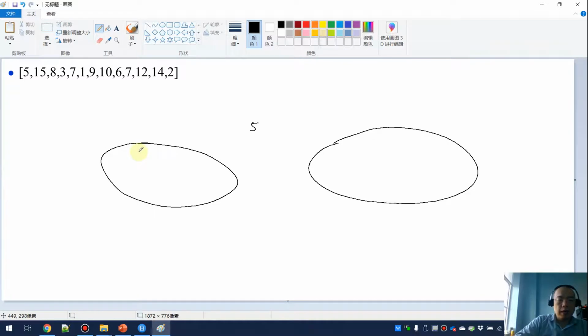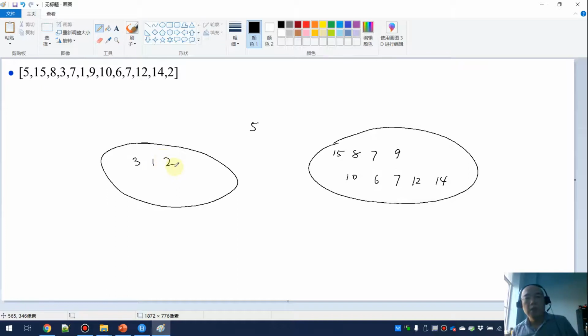Okay, so we have 15, this is on the upper half, and then we have 8. 3 is on the lower half, and then 7. We have 1. We have 9. We have 10. We have 6, 7, 12, 14, and 2.